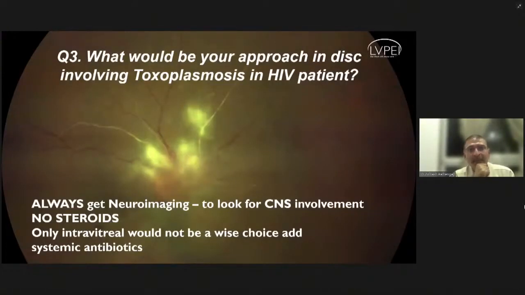So what would be our approach in a disc which is involved in an HIV patient, especially with toxoplasmosis or even any other infection which happens? Never forget to get a neuroimaging in these patients. And we all know that steroids have to be used judiciously, and especially with optic nerve involvement, be very cautious. And a word of advice is, if there is an infection which is involving the optic nerve head, even in HIV patients, intravitreal treatment alone would not be sufficient. Systemic antimicrobial therapy is very important in these patients.